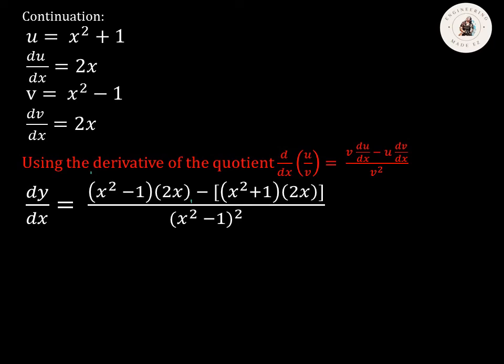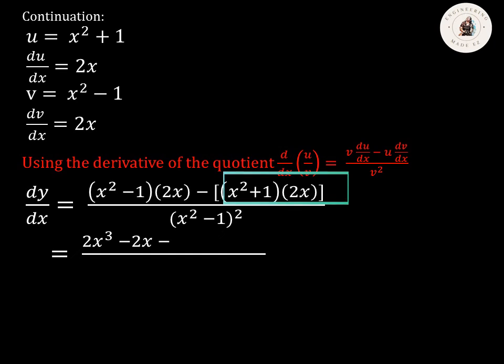To simplify this, let's multiply first our x squared minus 1 times 2x. So here we have x squared times 2x, that gives us 2x cubed. Then minus 2x times 1, that gives us 2x. Minus, here we're going to multiply x squared plus 1 times 2x. So x squared times 2x, that gives us 2x cubed, and 2x times 1, that gives us 2x. So we will just copy our denominator, which is x squared minus 1 squared.